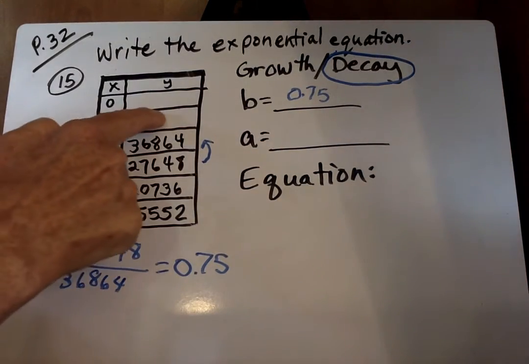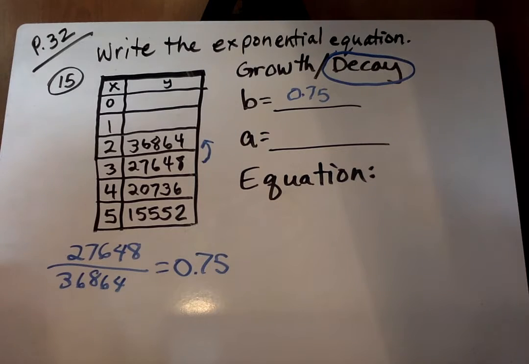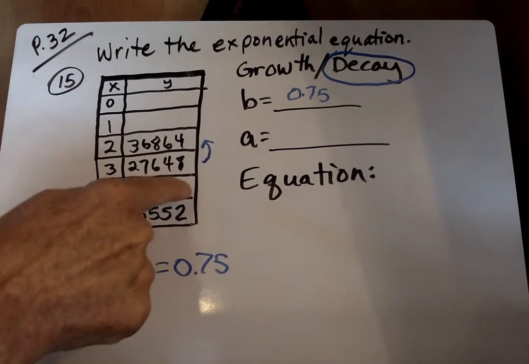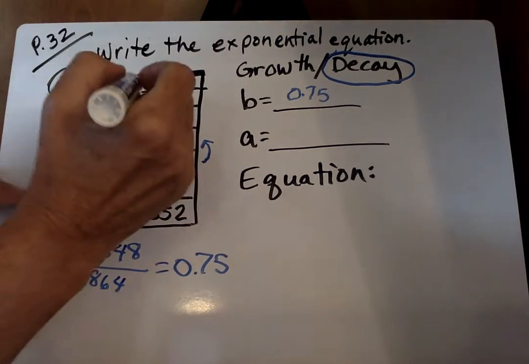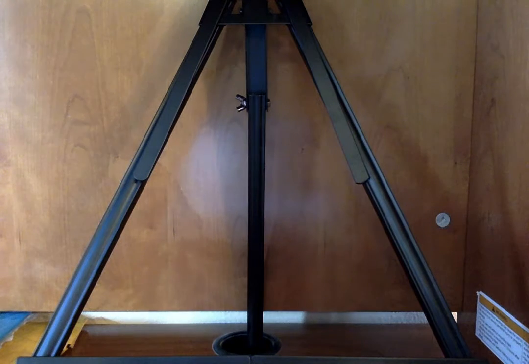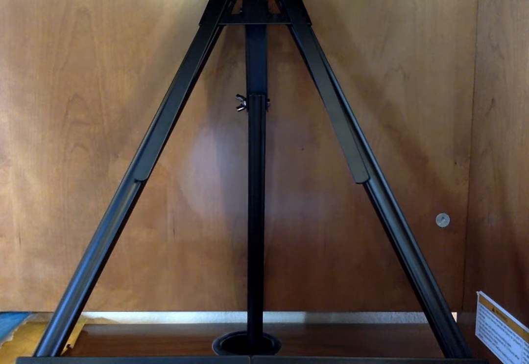Now, to get the number up here, we take 36,864, and we're going to divide by 0.75 instead of multiply. So divide by 0.75. And that is 49,152. So we go ahead and put that right in the chart. I'm going to put that, 49,152. Okay. Then we take that 49,152.